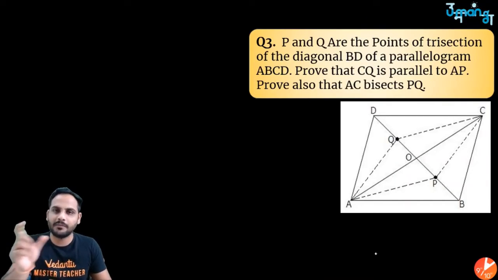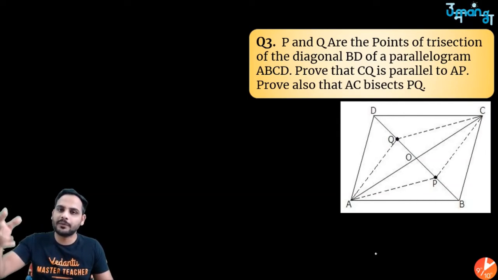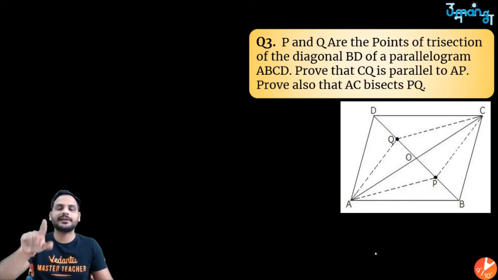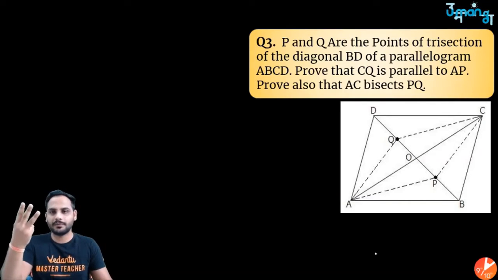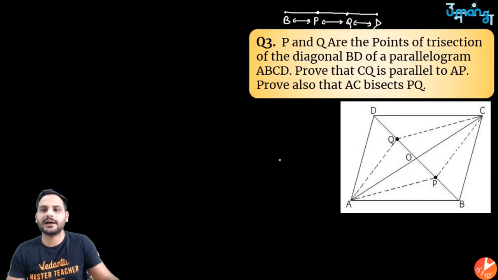You have heard the word bisect. Bi means two, sect means to divide. So two equal parts is called bisect. Similarly, trisection means three equal parts. So if P and Q are trisecting the diagonal BD, that means BP, PQ and QD are equal to each other.